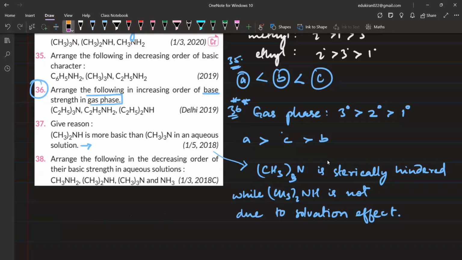Next, we have: arrange the following in the decreasing order of basic strength. So here we have methyl amines, 1 degree, 2 degree, 3 degree, and then we have NH3, that is ammonia. So here 2 degree will be the most, then followed by methyl 1 degree, and then 3 degree, and then NH3. So this will be the order.